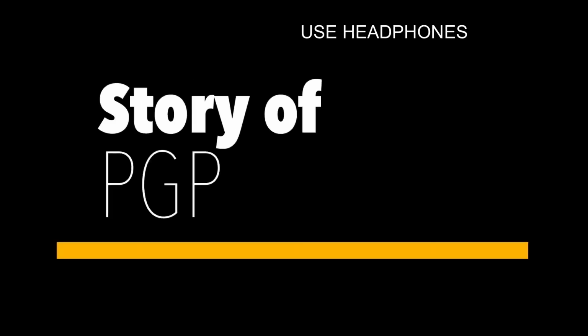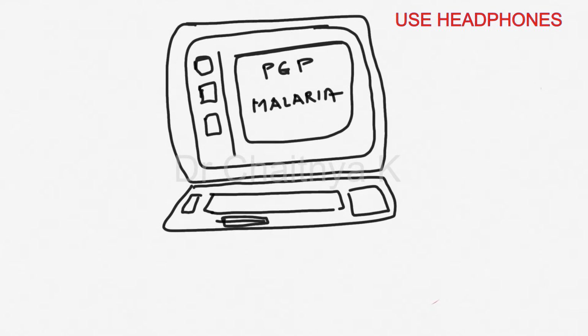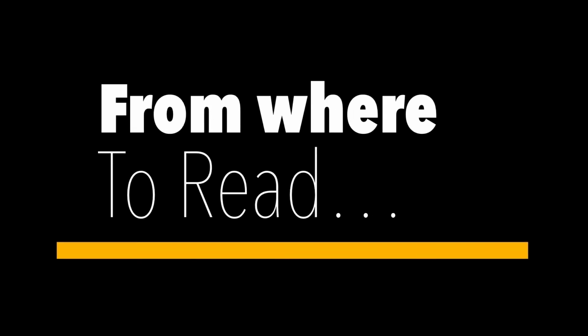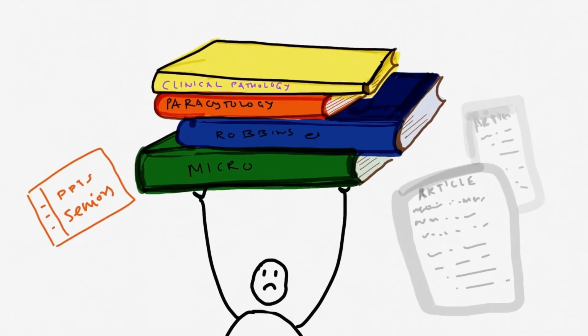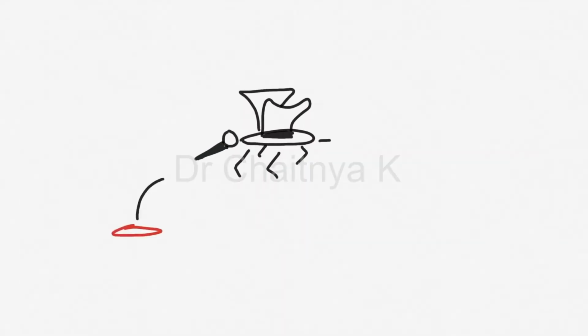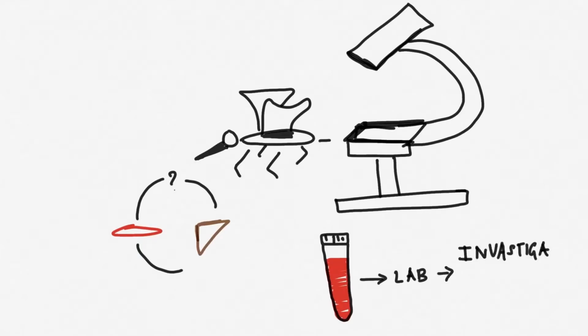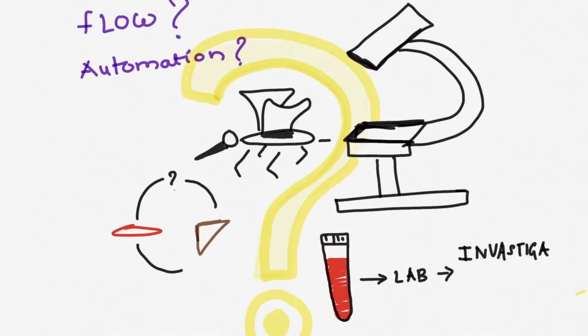I would like to share the story of my first PGP, a topic on malaria, which I presented as a postgraduate student. When I asked my seniors where to read from, he gave me a list of books like clinical pathology, parasitology, microbiology, Robbins, Harrison, seniors' PPTs, articles. In fact, he tried to teach me about the pre-erythrocytic phases, hepatic phases, automations, lab investigations, and so many things.